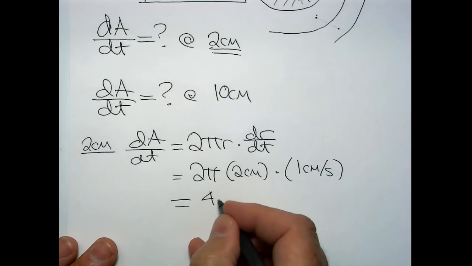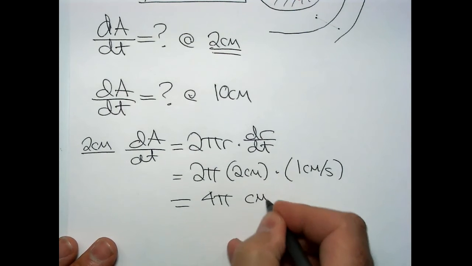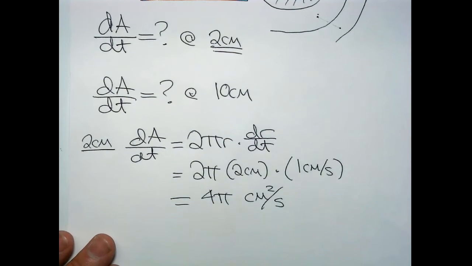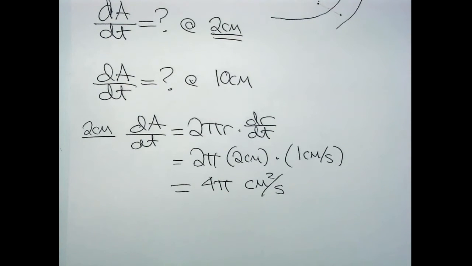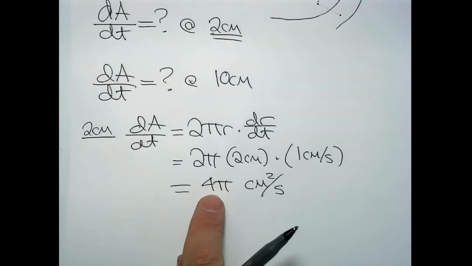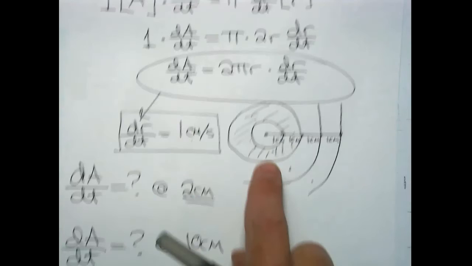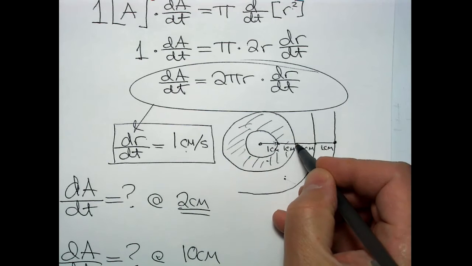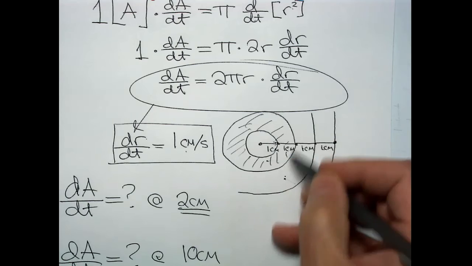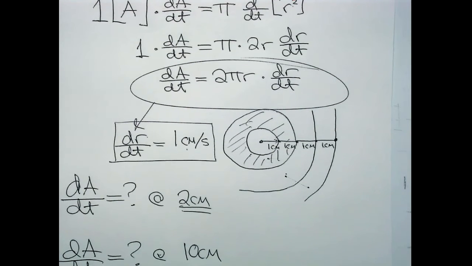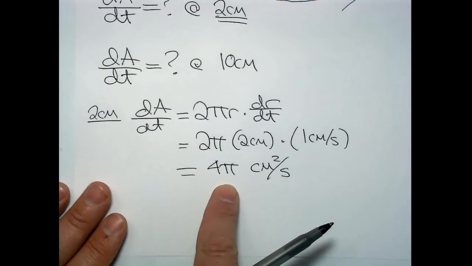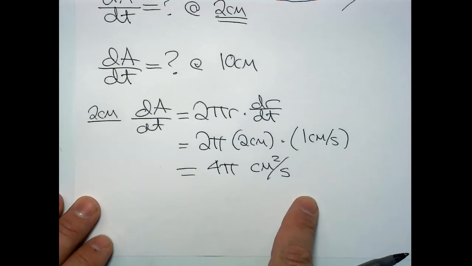Well, that's 4 pi, keep your units, centimeters squared per second. And I'm pretty happy about the units because that is a speed of area growth. It's centimeters squared. So we're accumulating 4 pi, or roughly 12, 13 square centimeters per second at that moment in time. So what we're doing is we're allowing the movie to progress to here, 2 centimeters, and we're saying, hey, at that moment, how quickly are we accumulating area per unit time? And we seem to be getting that much area per second at this moment.